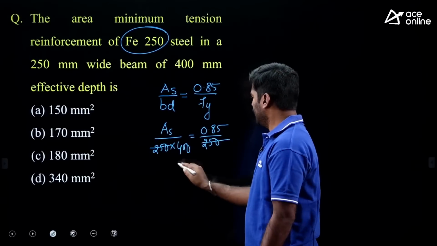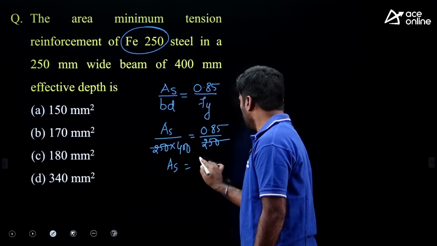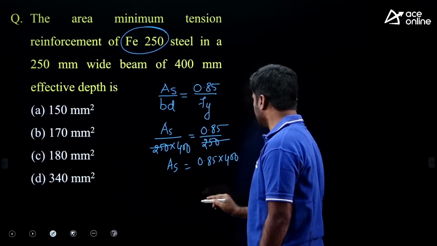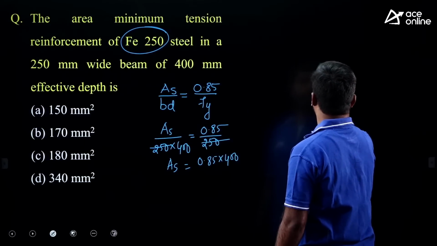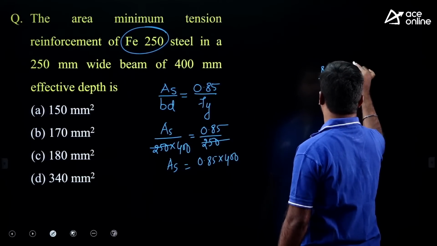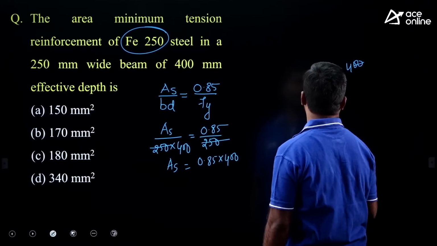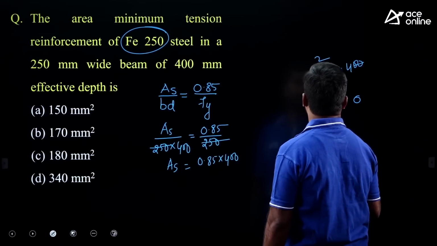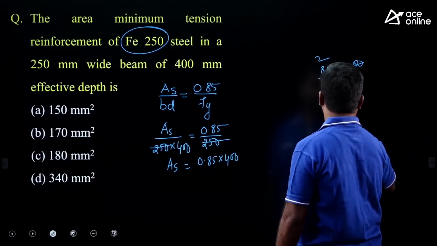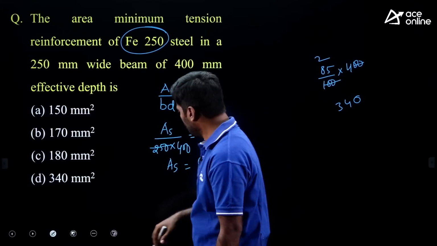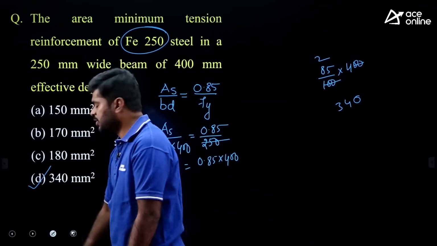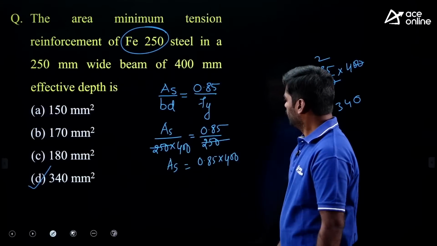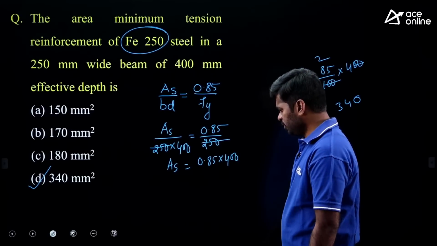250 gone. Then As equals 0.85 into 400. My dear, that is 85 upon 100 into 400. 2 zeros get cancelled. 4 5s are 20, 4 8s are 32 plus 2, 34. 340 mm square. Option D is correct. Simple question, right? Okay, move to next question.